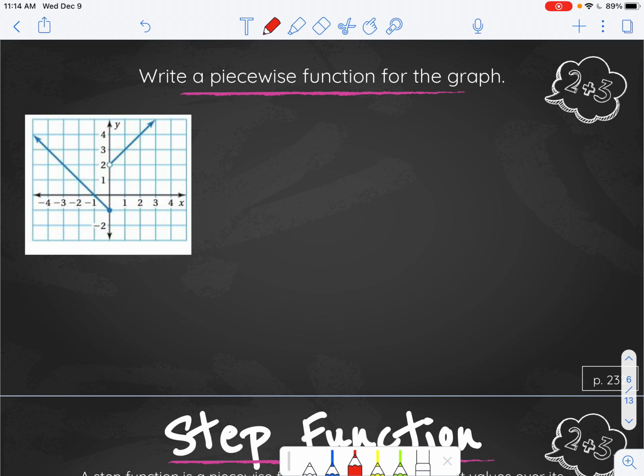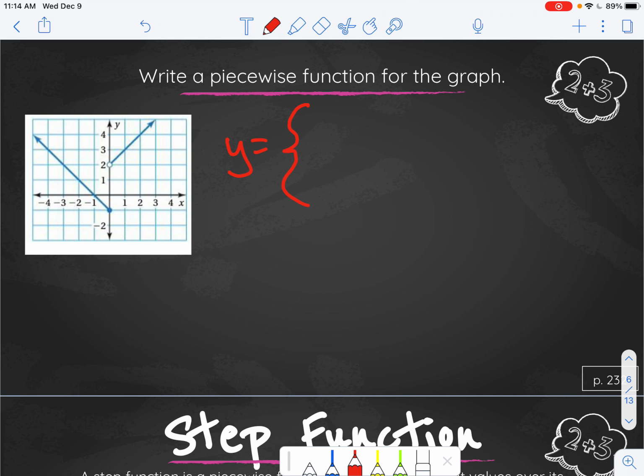So a question that you would see on the homework: write a piecewise function for the graph. And they give you some graph. So how we start out with this is we say, all right, y equals, and we get to do these really cool curly brackets, which when I was a student I couldn't do, but all of a sudden when I became a teacher, I could kind of do them. So if you guys can do one of those cool brackets, kudos to you. That's pretty sweet.